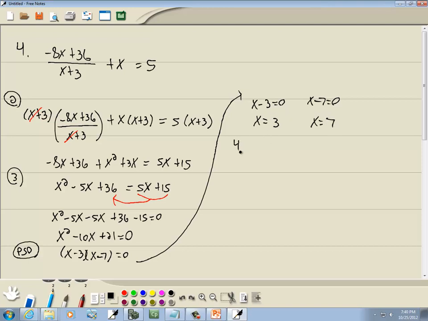And step 4 is to check your answer. Well, if I put 3 in here, 3 plus 3 is 6. That doesn't give us a 0 in denominator, so that answer is fine. 7. If I put 7 in here, 7 plus 3 is 10. That's not 0, so that's also fine. So those would be our two answers.